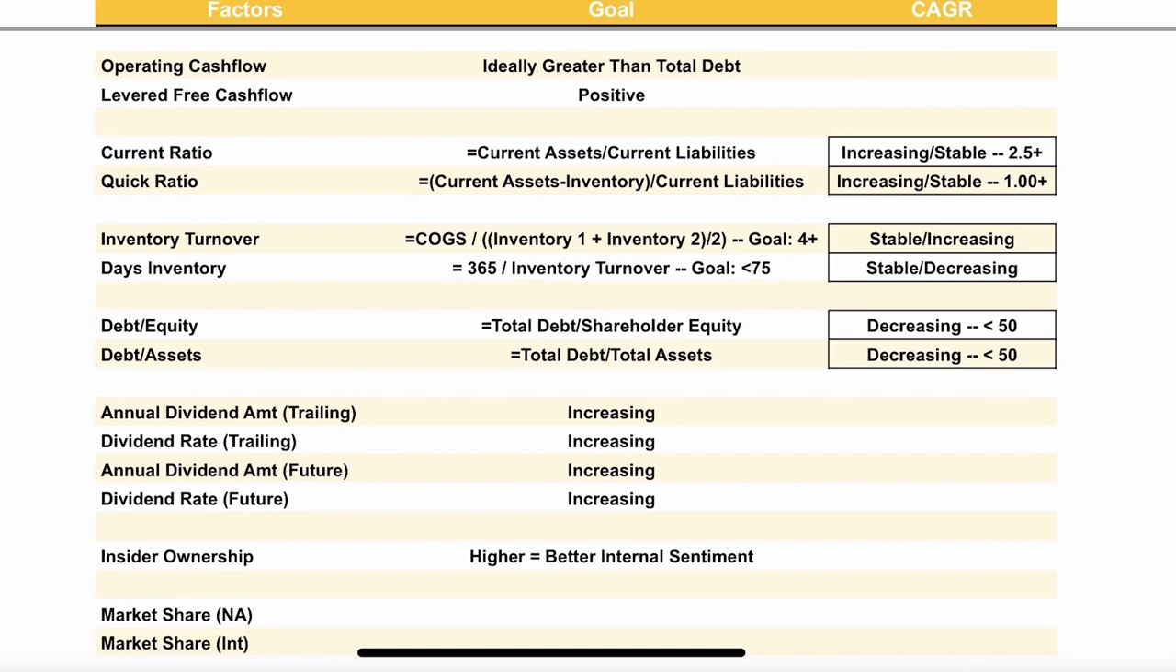I like to see it larger than the total debt. That's not always the case, but I want to see it to where, maybe more than 1/10 of the total debt. I like to think through how long would it take them to pay this all off to be in a positive cash flow situation.